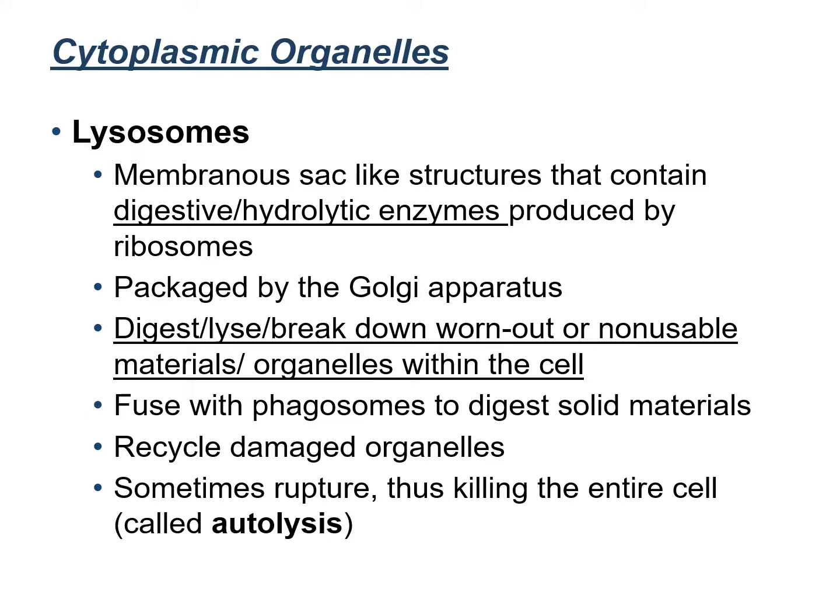Every now and then, if the cell has become senescent, that means the cell has become old or the cell has been damaged beyond repair, then all the lysosomes inside the cell rupture and release all of the strong digestive enzymes, killing the entire cell. And this phenomenon is known as autolysis. That means self-breakdown.